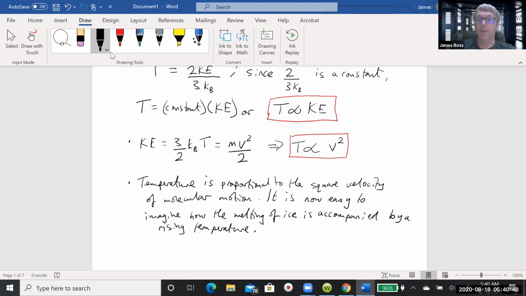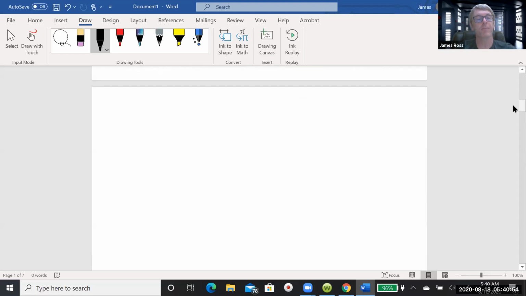Okay, so that's one way of looking at temperature in the bag. So let's go to a second sheet of paper and we'll take a look at an alternative way to look at temperature. Another way to look at temperature is to consider the balance between temperature and energy.